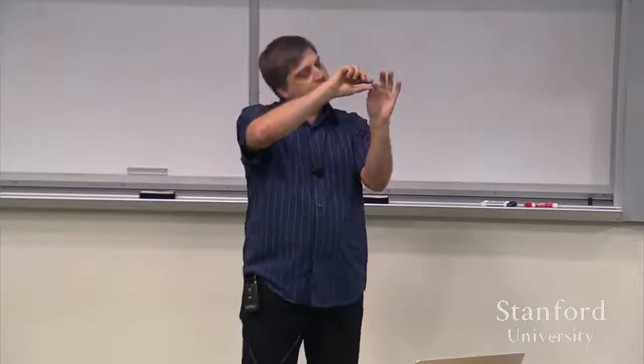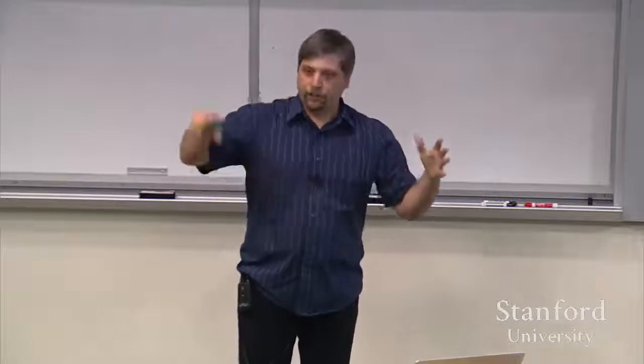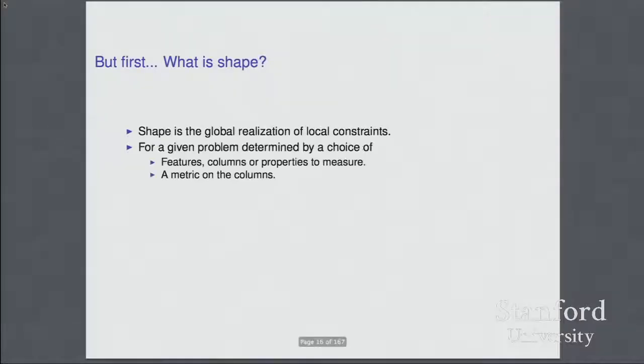If you look at a circle, locally it's very flat, it looks like a line, but it's bending ever so slightly. When you take that global picture, you get the circle, and that's the shape. That's the shape of your data. So for a given problem, shape is determined by your choice of features, the sensors that you're pulling data from, the columns in your data if you have tabular data, the properties to measure, and then a metric on those features. That metric is the summary of what those local constraints are.